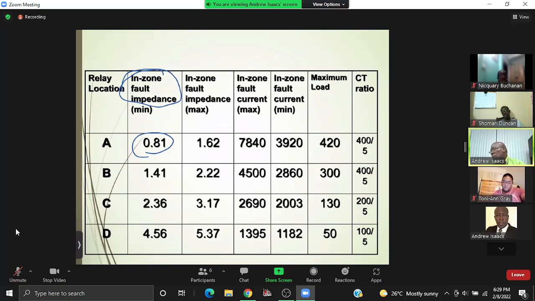So the voltage there is 11K, so it's 11 squared over 150 MVA. And we get 0.8. It's not exactly 0.81, but I wasn't very keen on maintaining the standard as far as the decimal place is concerned. So we have maximum capacity, which is the 150. We have the minimum in-zone impedance, which would be 11 squared over 150. So you just confirm that. Make sure my math's right.